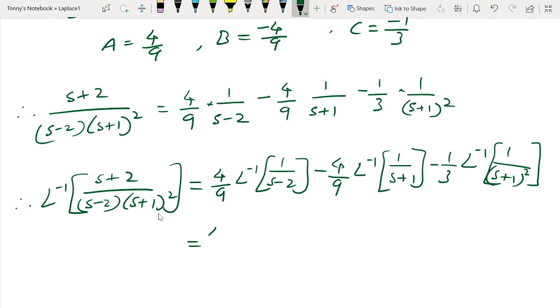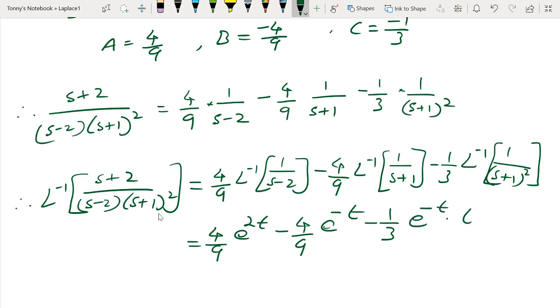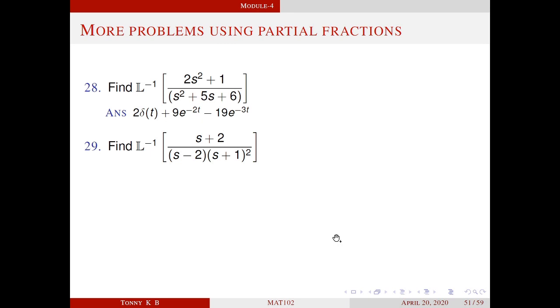This is equal to, this is e raised to 2t, this is e raised to minus t. We know that inverse transform of 1 by s square is t, but this is 1 by s plus 1 square. So by using first shifting theorem, this is equal to e raised to minus t into t. So this is the answer.